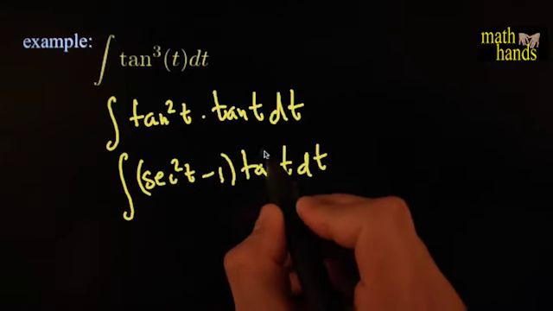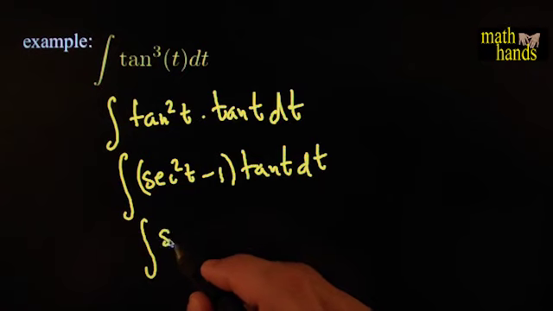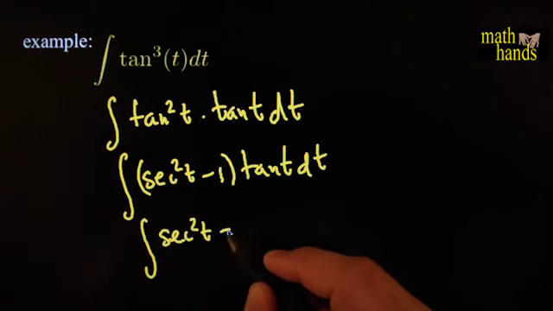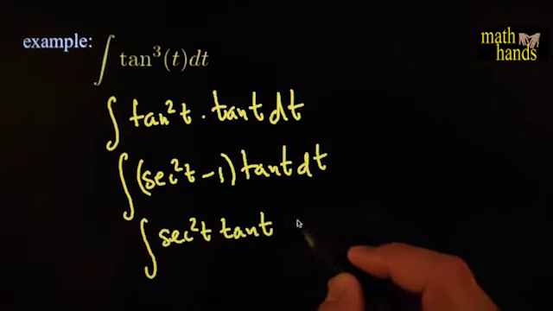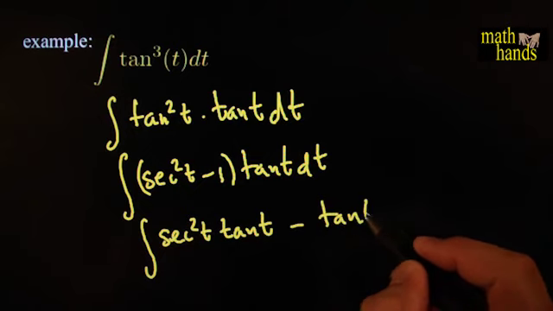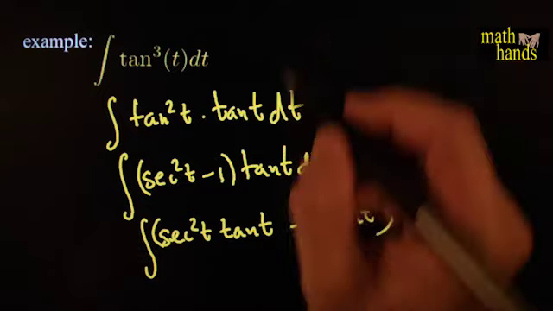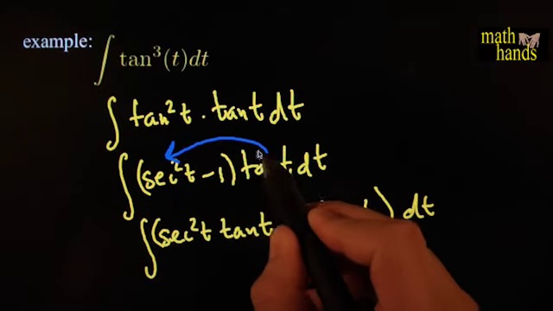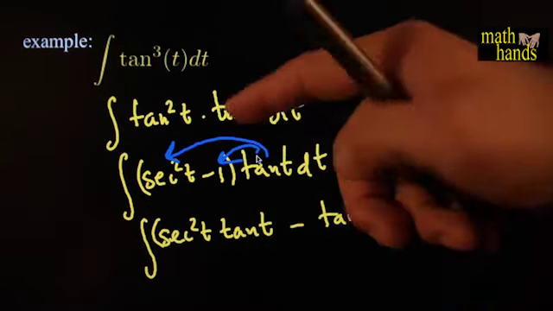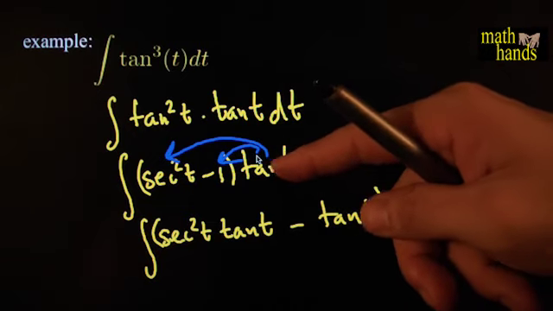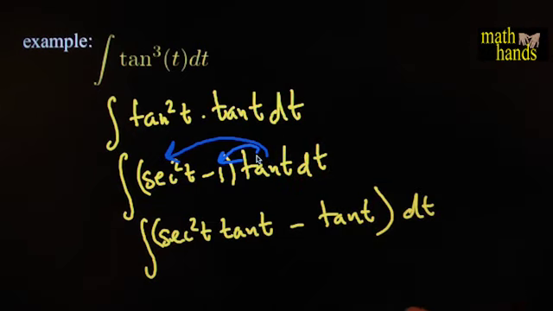Then we can distribute this, so you get secant square t minus 1 times tangent t, giving secant square t tangent t minus tangent t dt. That was just this tangent being distributed to that and being distributed to that. There's no calculus from here to here, just algebra distributing that. But now what? Sometimes it's not clear whether you made the problem worse or better.